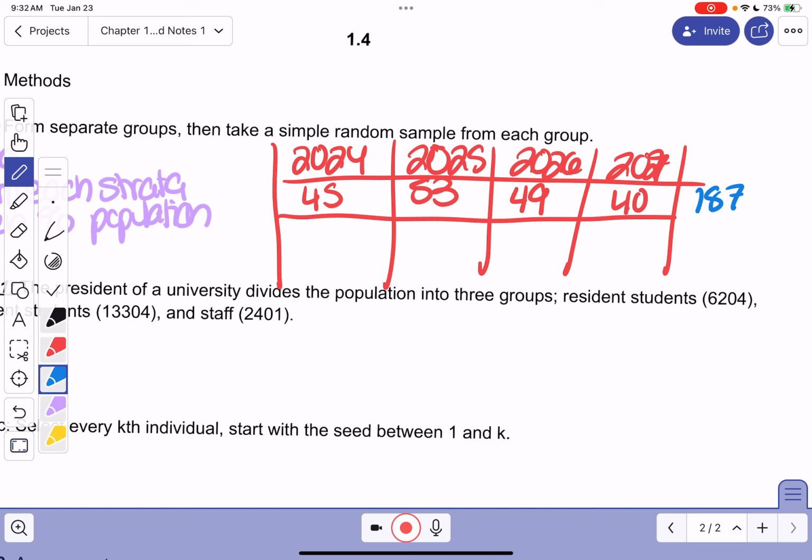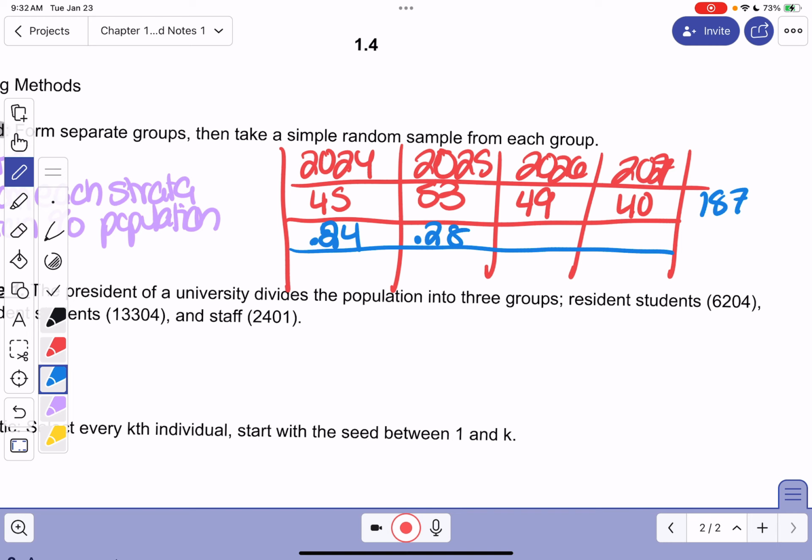So let's figure out the percents. Well, 45 divided by 187 is 0.24. 53 divided by 187 is 0.28. 49 divided by 187 is 0.26. And 40 divided by 187 is 0.21.